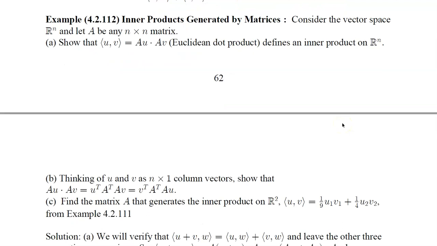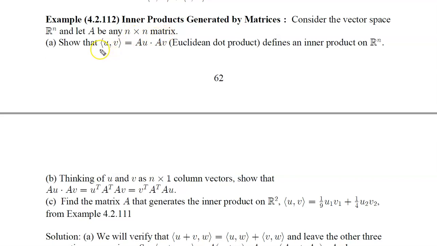So here we're going to look at an example of inner products that are generated by matrices. This is going to be a slight generalization of the example that we just looked at. So let's consider the vector space Rn and let A be any n by n matrix.